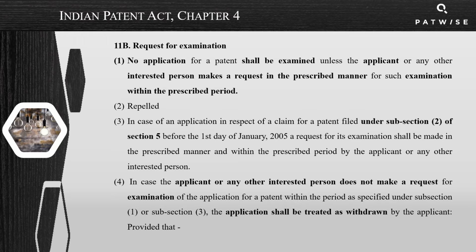Section 11B details the request for examination. Now we just saw that publication is an automated process. So by the end of the 18th month, every patent application will and shall be published, except if it is withdrawn, if it is under secrecy direction, or if it has been abandoned.